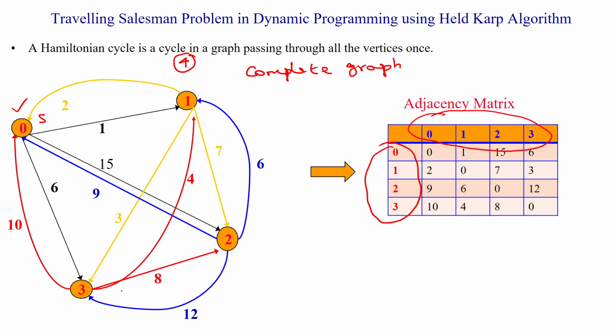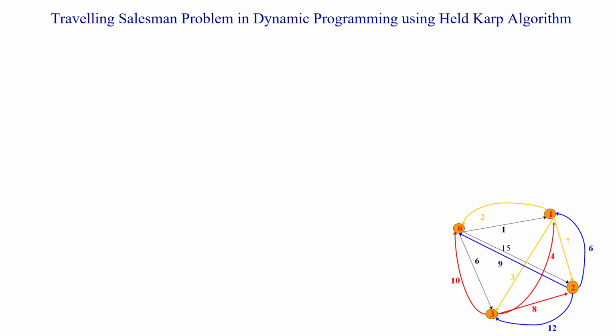So for example, 3 to 2, when you are taking this, the edge cost is 8. So the 3 to 2 edge cost is 8. 3 is the row and 2 is the destination column. Like that we are representing the adjacency matrix.